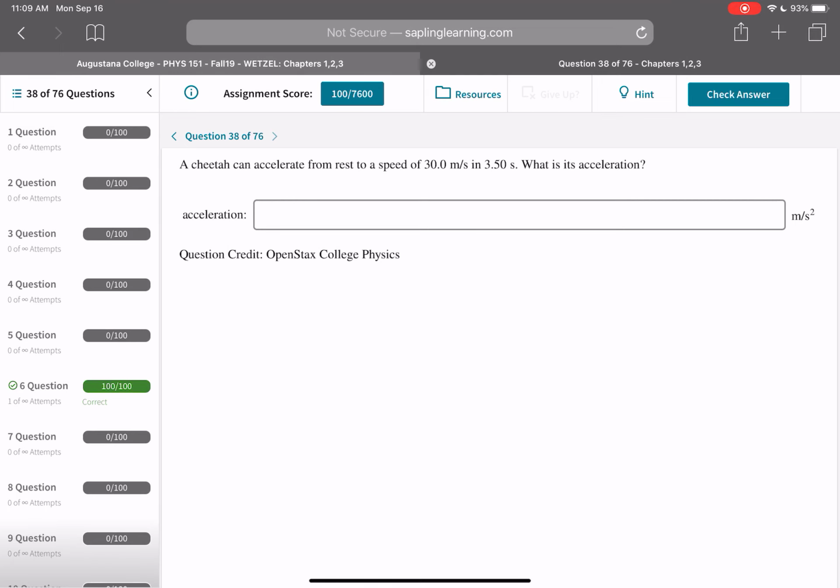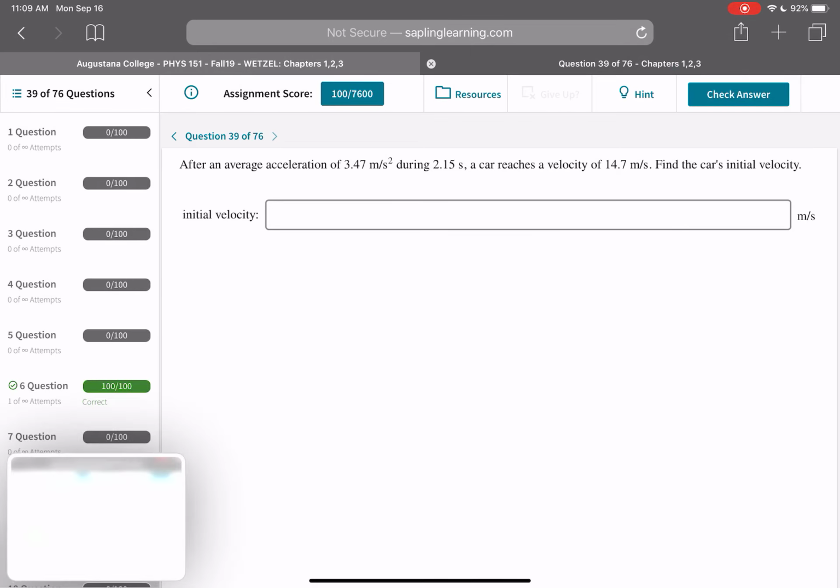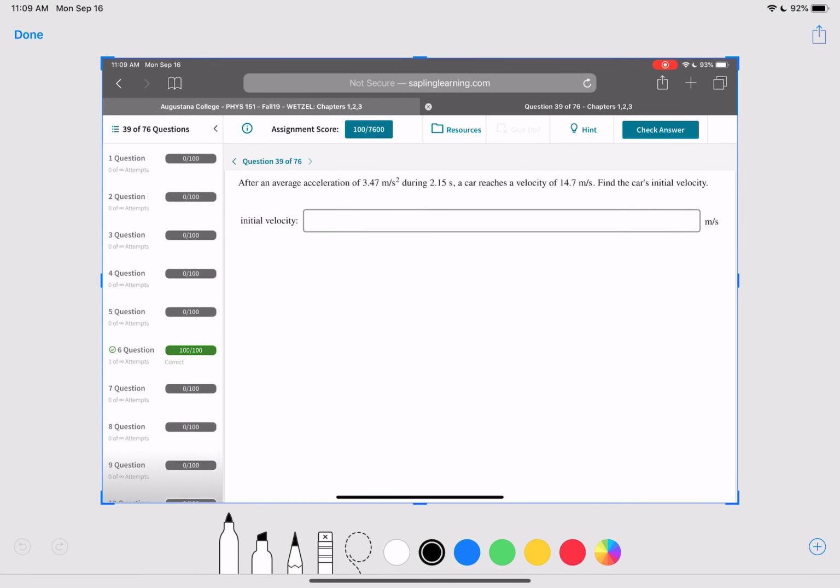That's your acceleration. After an acceleration of 3.47 meters per second squared during this time, a car reaches a velocity of 14.7 meters per second. Find the car's initial velocity. So we've got an average acceleration of 3.47 during this time. So v final equals v0 plus acceleration times time. Our final velocity is 14.7, our initial velocity is v0, plus 3.47 meters per second squared times 2.15 seconds.